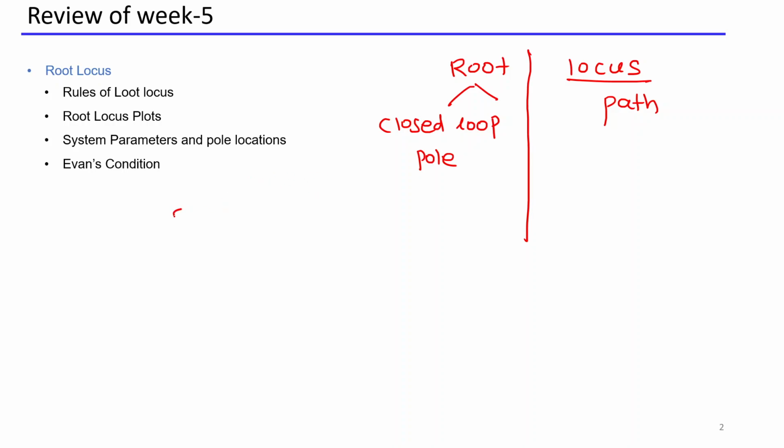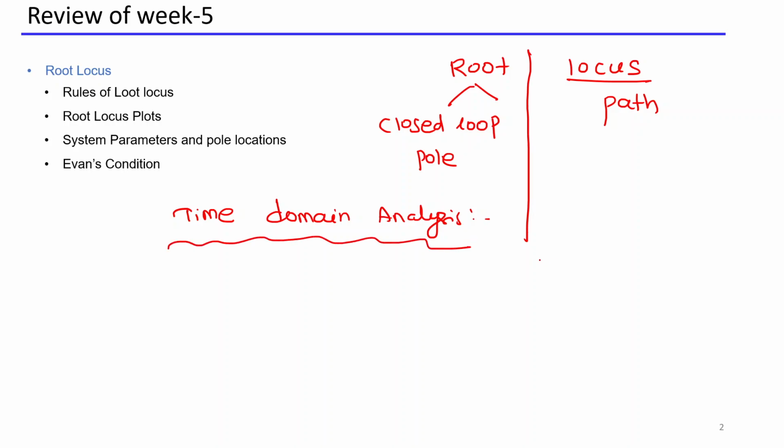Remember that this chapter is the last chapter of time domain analysis. Next week onwards, your frequency domain will start, where you vary omega, the frequency. But here in root locus, you have to vary your system gain. K is called the system gain, and you vary this K from 0 to infinity, and observe how your closed loop pole path varies. That is the definition of root locus.